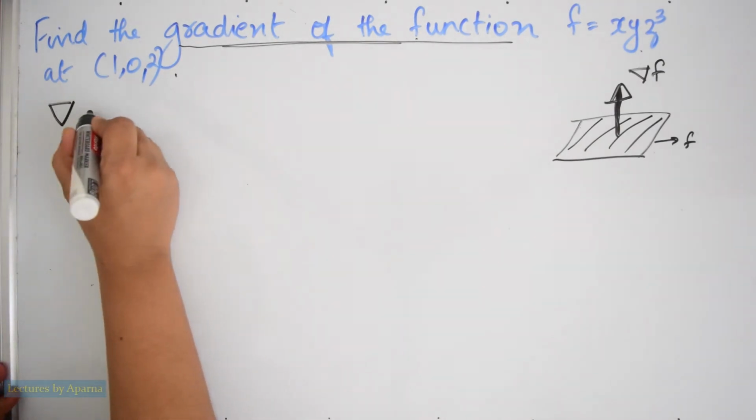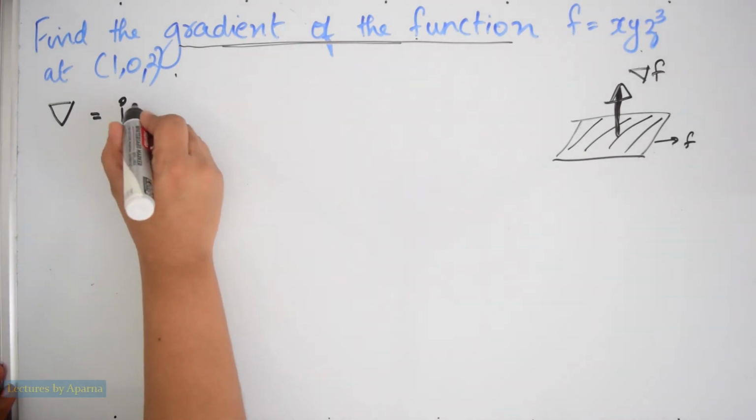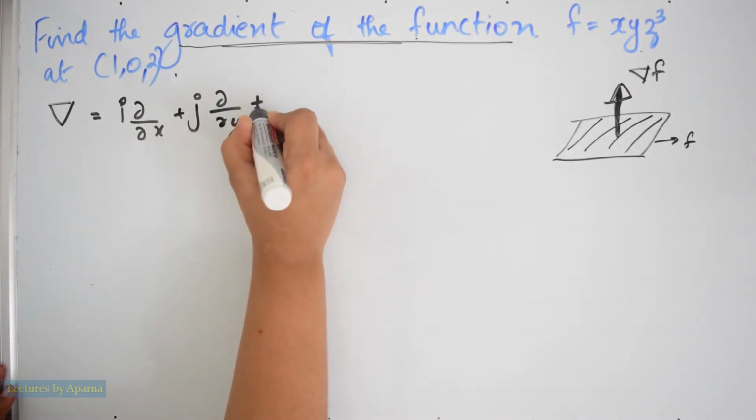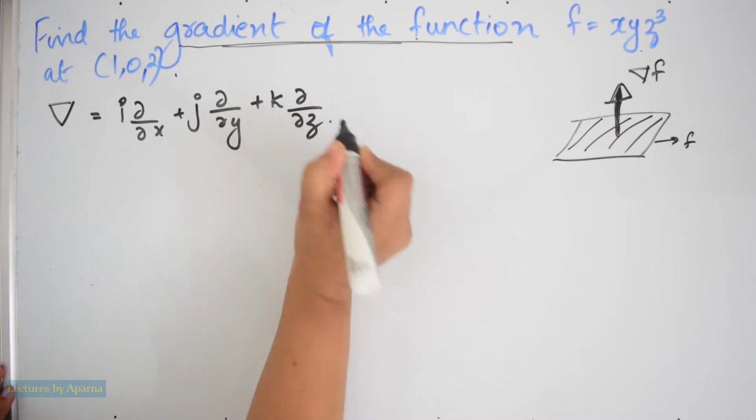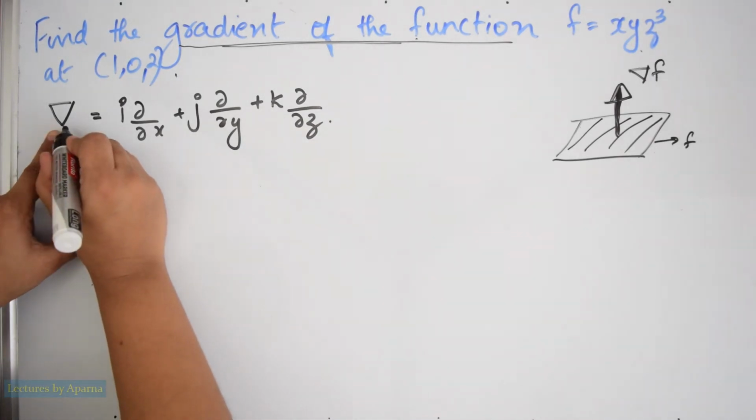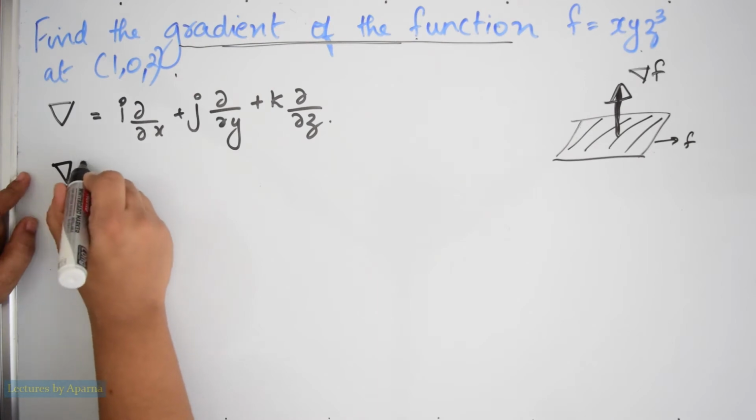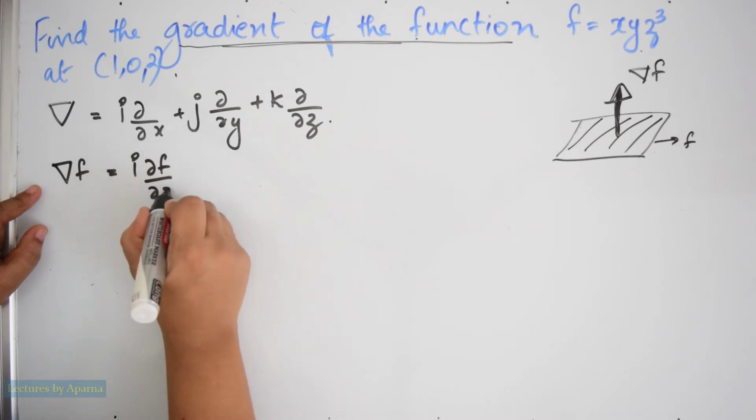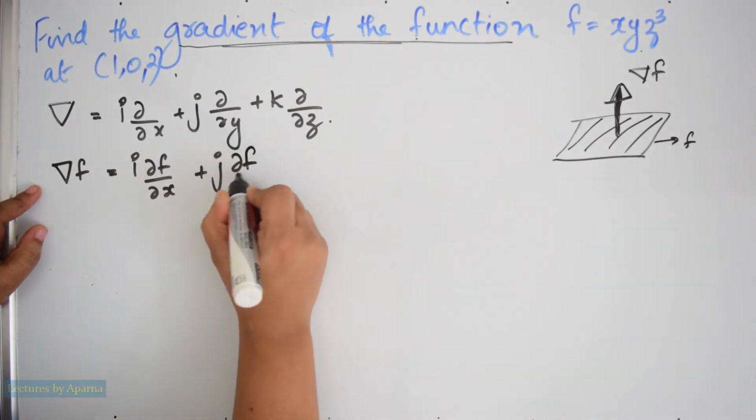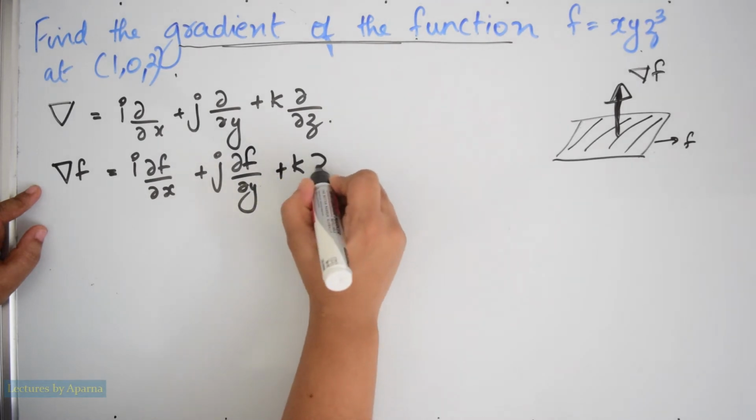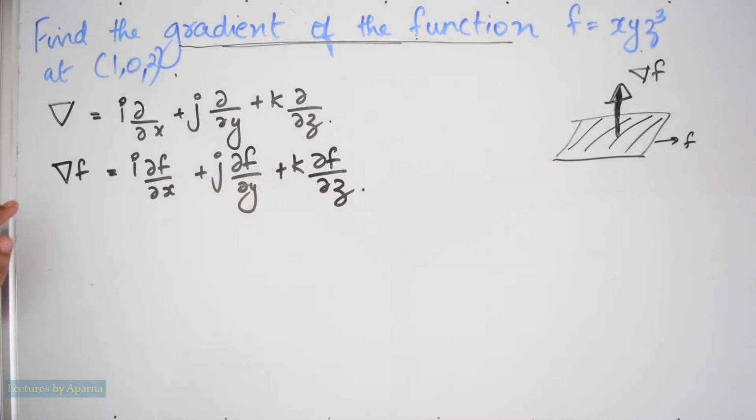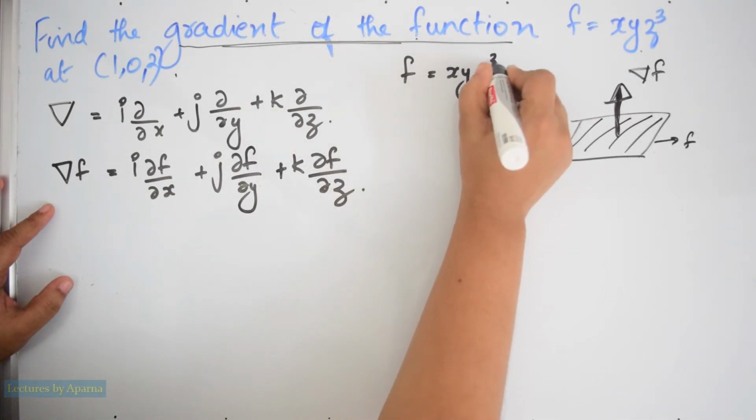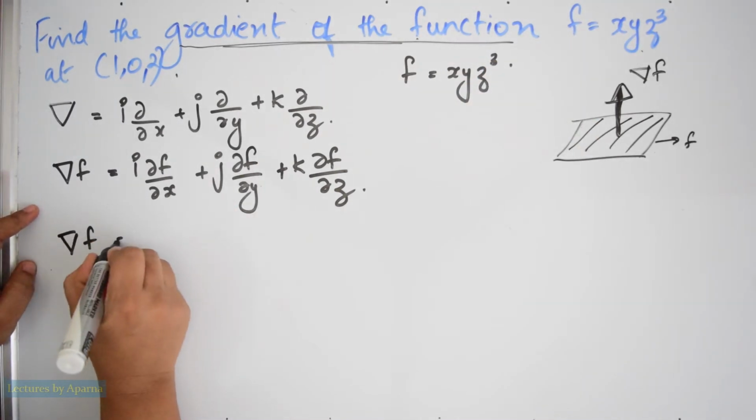The del operator is given as i dou by dou x plus j dou by dou y plus k dou by dou z. So when this gradient acts upon a function, del f will be equal to i dou f by dou x plus j dou f by dou y plus k dou f by dou z. Here, what is the value of f? f is xyz cube. Now let's do del f on this function.